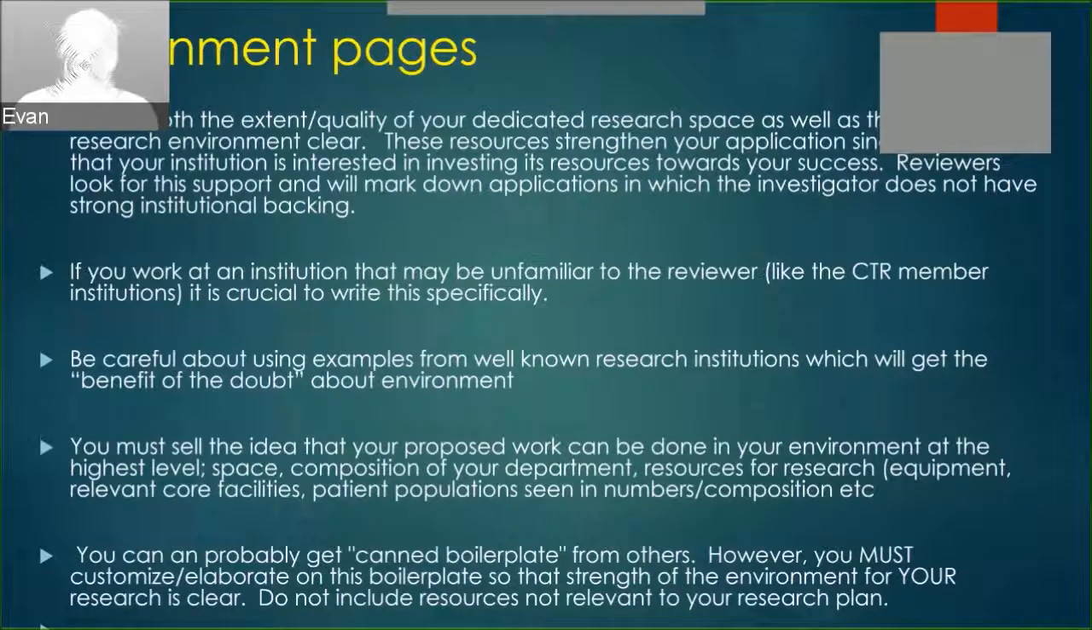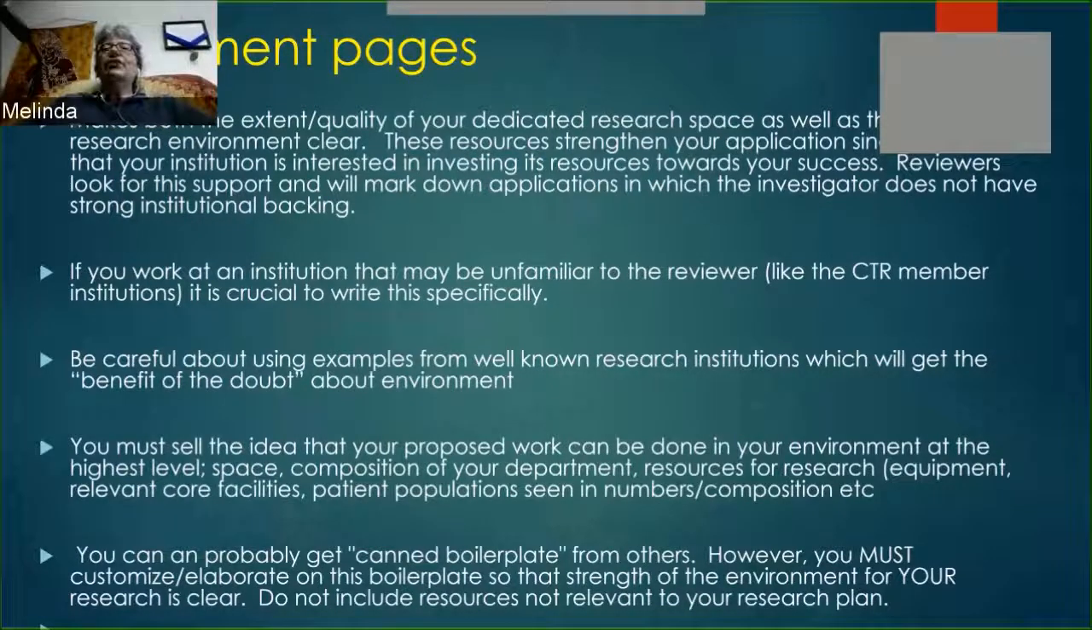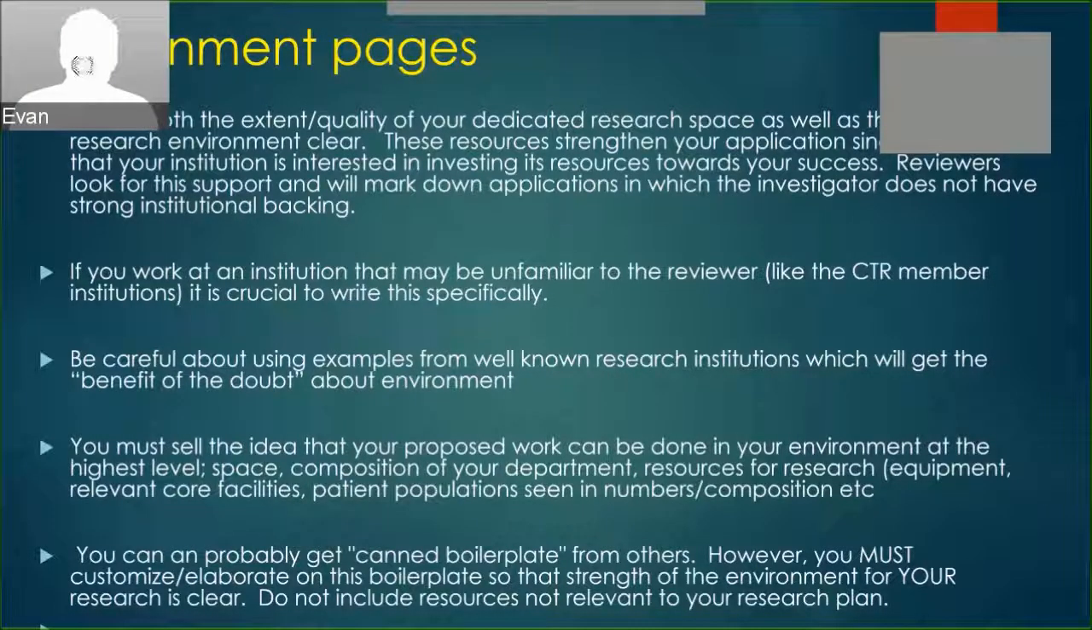Yeah, I don't think I've ever heard of anybody getting called on plagiarism because they're using boilerplate environment pages. Okay. It seemed reasonable to me that everyone did the same thing. I was just curious.